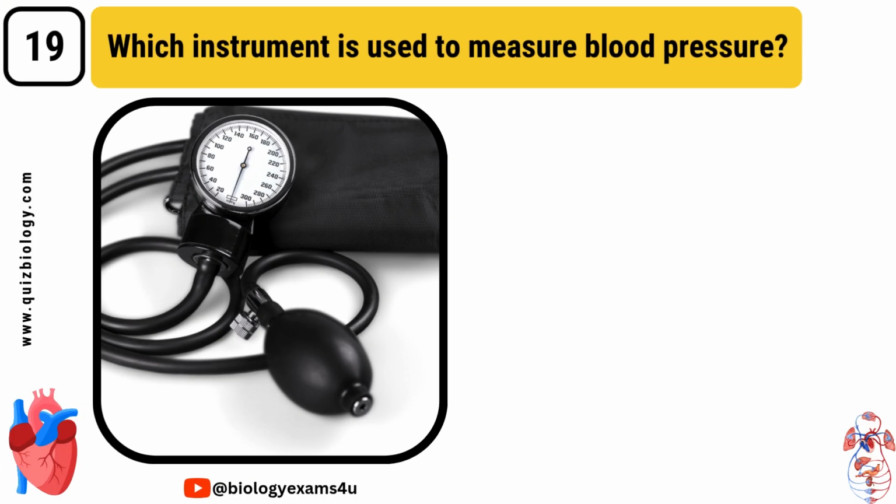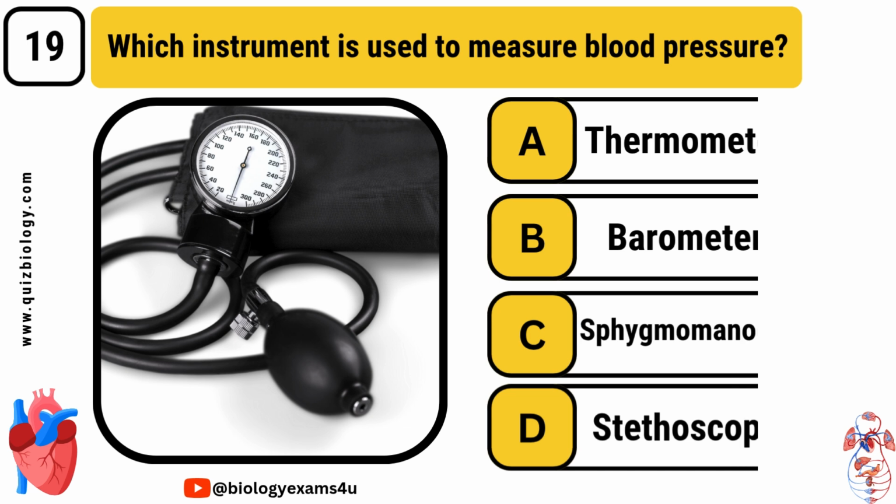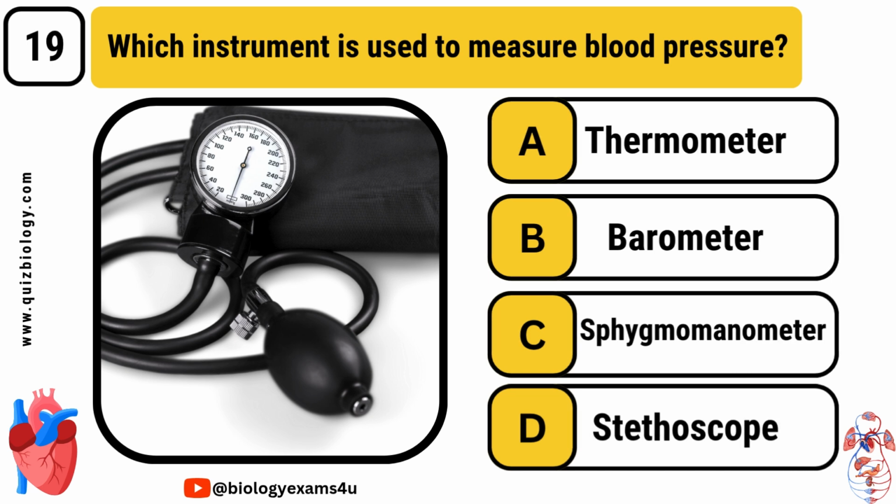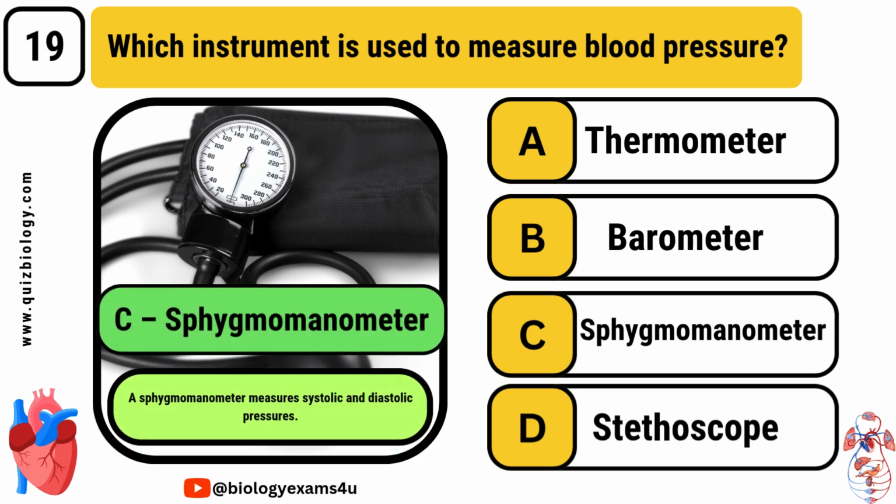Which instrument is used to measure blood pressure? Thermometer, barometer, sphygmomanometer, stethoscope. Sphygmomanometer measures systolic and diastolic pressures.